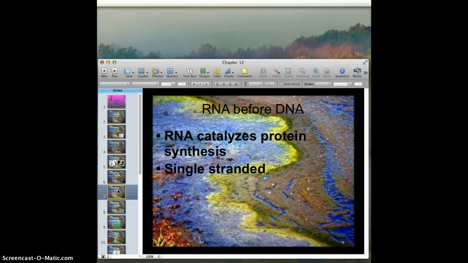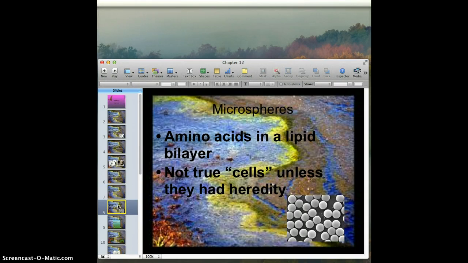And the other thing is just simple. RNA is single-stranded. It's simpler than DNA. So they think RNA evolved before DNA. Just a little thing you need to know.